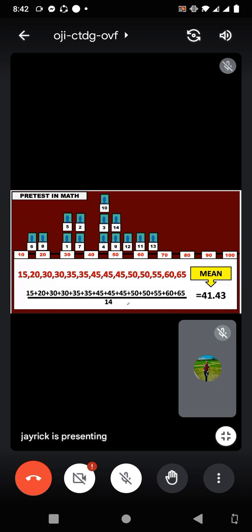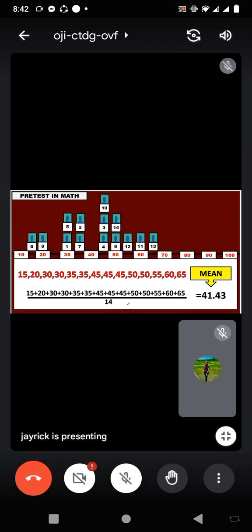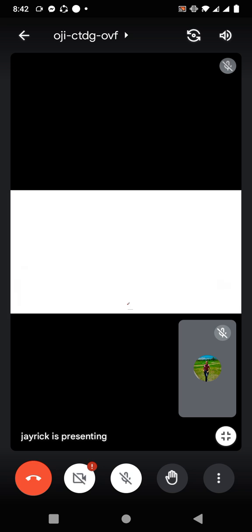Now, what does it mean when we say the mean value is 41.43? Take note: the mean is the average value, and the mean value, 41.43, is a representation of the central value of the data. This means that this value is a representative value of the center of the data set. This is what we call the mean, the mean value for this data set, 41.43.